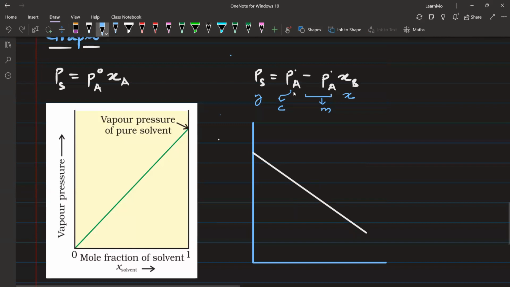So here we are going to have the vapor pressure of the solution. Here we have the mole fraction of the solute. The slope here will be equal to minus P naught A. At this point, the intercept will be P naught A. Okay, please write this down.